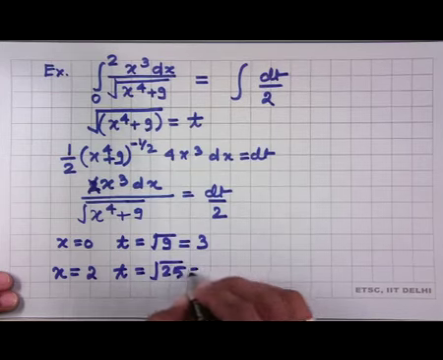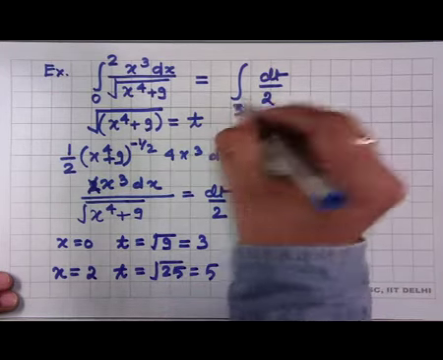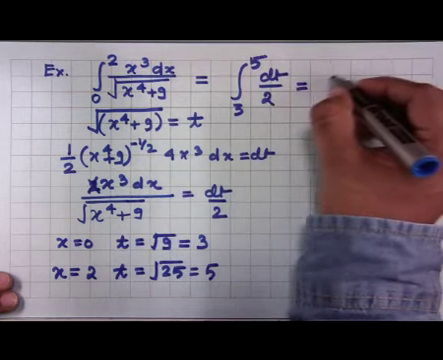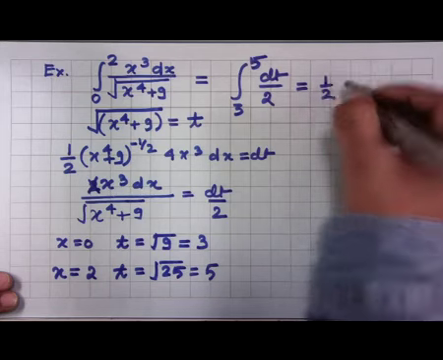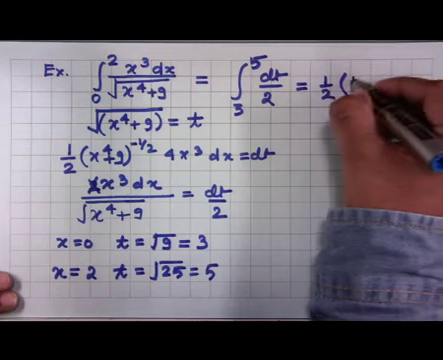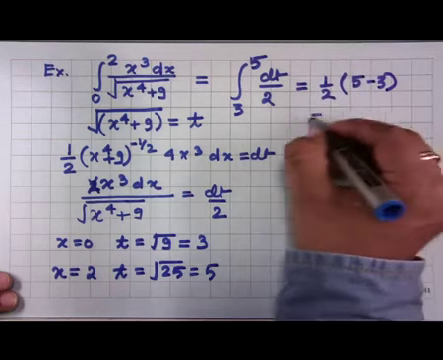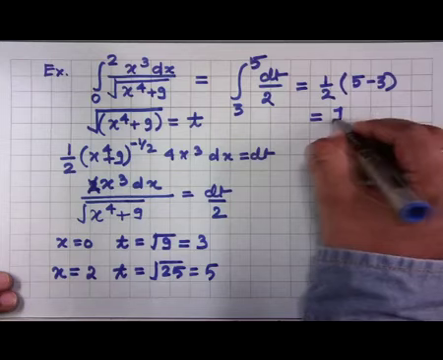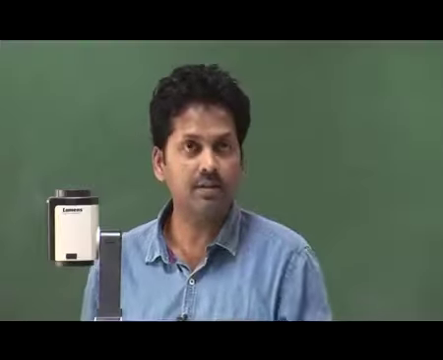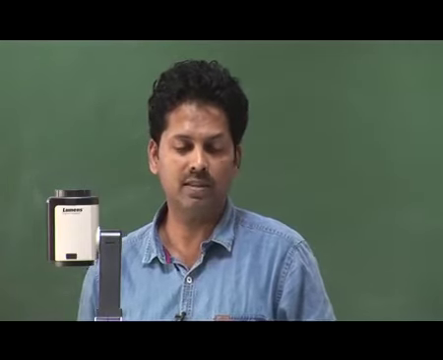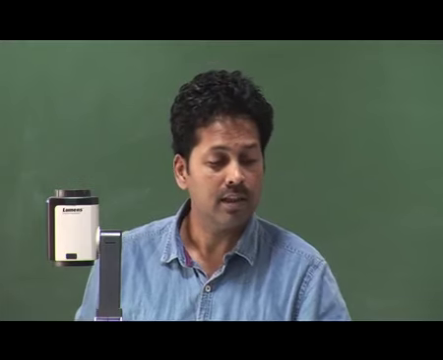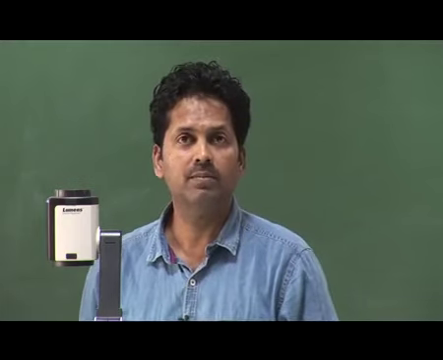Under root, that is 3 to 5. So you get 1 by 2, which is a constant you can take out, and the antiderivative is t, so you get 5 minus 3, that is 1. Let us take some more examples and solve them. That will help you in solving these kinds of problems.